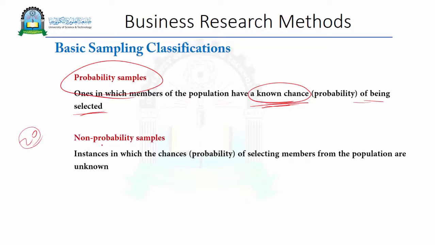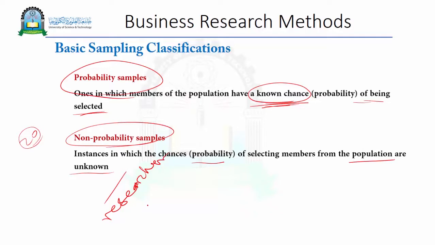But when I go to non-probability sampling, you can find instances in which the chance, which is the probability of selecting members from the population, is unknown. So it might depend on the researcher's guess or any criteria that can be chosen by the researcher.